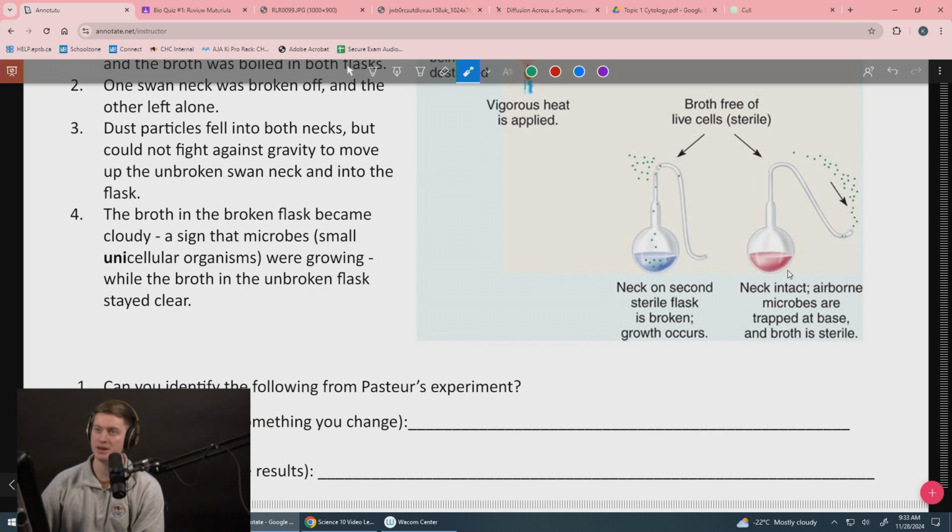So that meant that life couldn't just generate from the air. Life couldn't just generate from the air or from the broth itself. It had to get in there. It didn't spontaneously generate. It had to fall into the flask. And if there was no path for things to go into the flask, then life wouldn't spontaneously generate. So it had to come from somewhere and go into the flask.